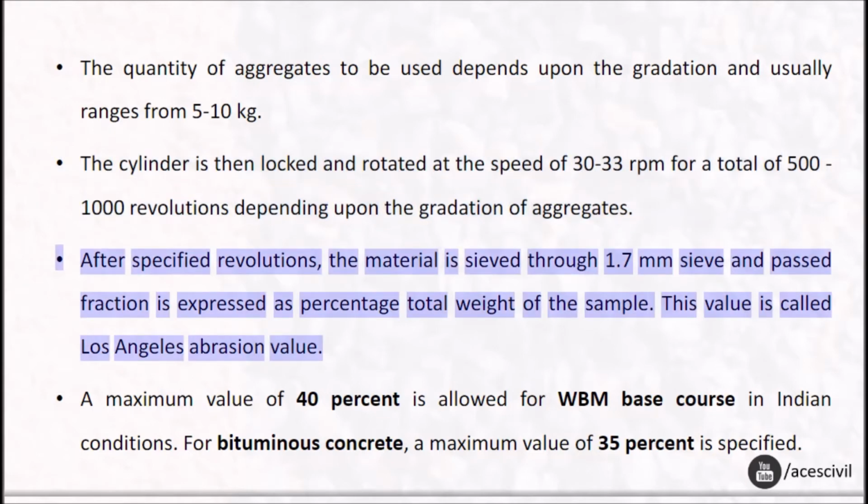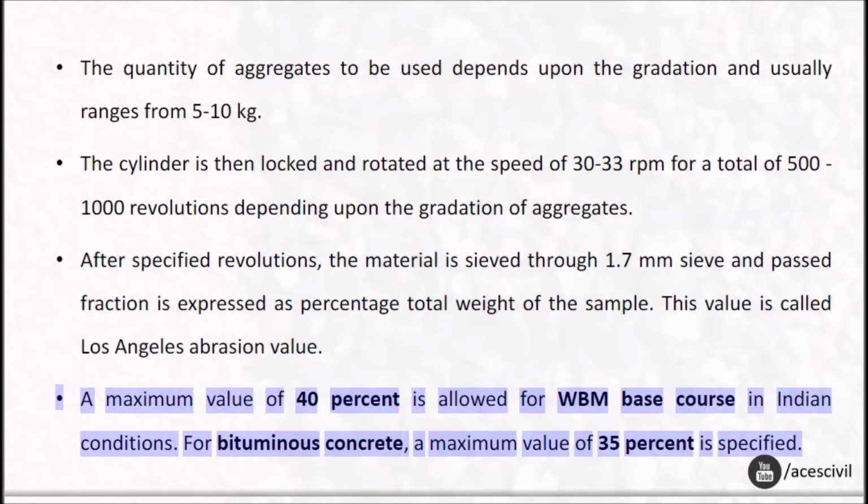After the specified revolutions, the material is sieved through a 1.7 mm sieve and the passing fraction is expressed as a percentage of the total weight of the sample. This value is called the Los Angeles abrasion value. A maximum value of 40% is allowed for WBM base course in Indian conditions. For bituminous concrete, a maximum value of 35% is specified.